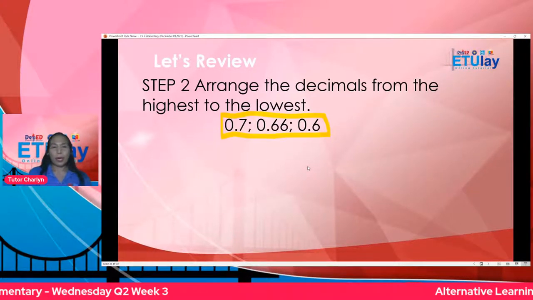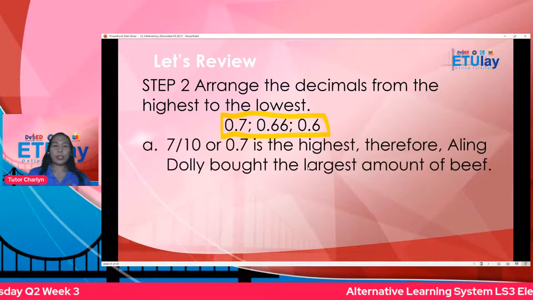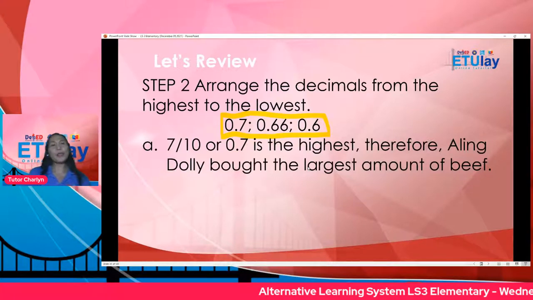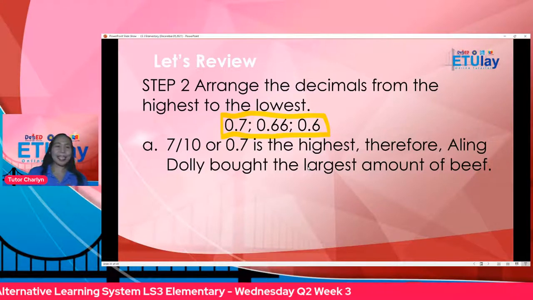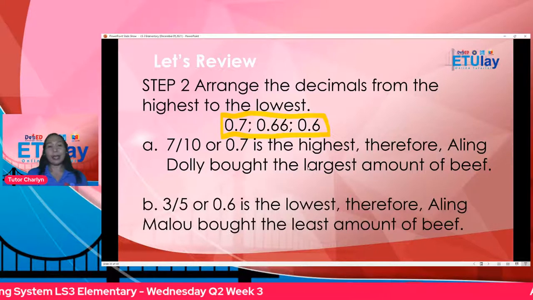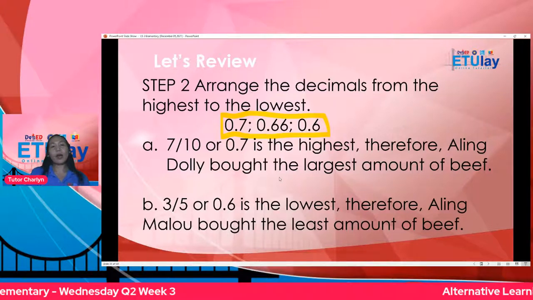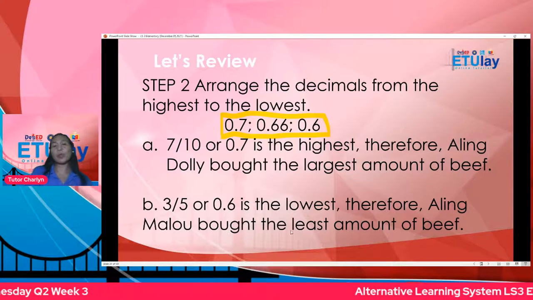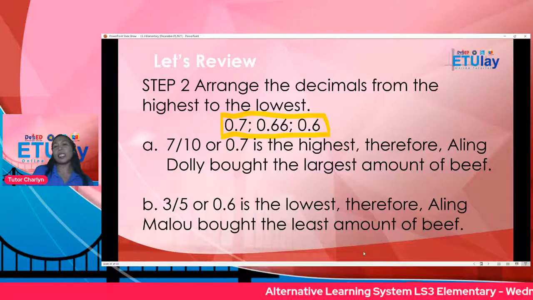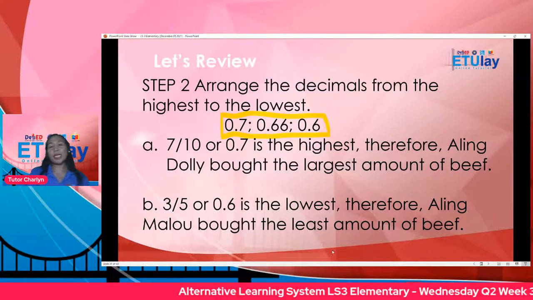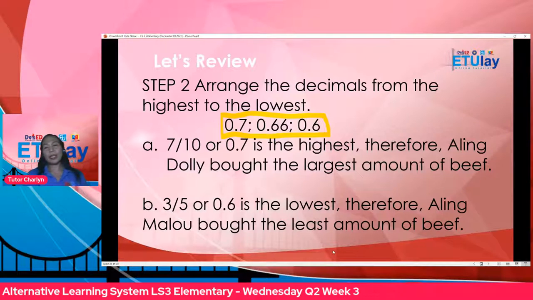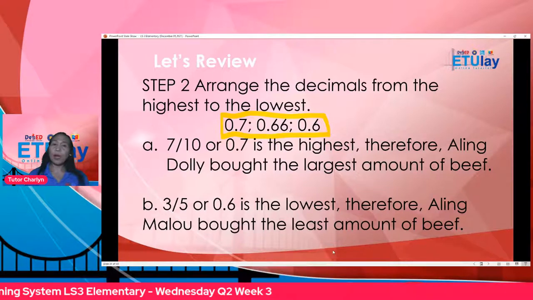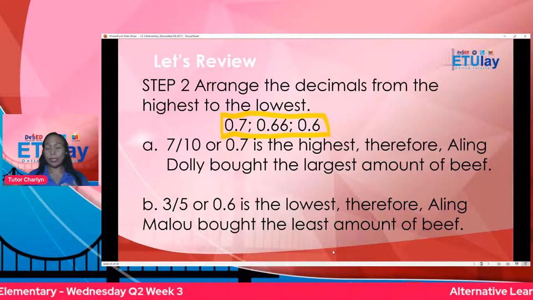So, arrange na una si letter A, 7 over 10 or 0.7 is the highest. So therefore, Aling Dali bought the largest amount of beef. Ang galing. Then, ang letter B, 3 over 5, or 0.6 is the lowest. So, si Aling Malo yung may pinaka-least amount of beef. Okay. Sana naintindihan natin paano yung fraction to decimal.